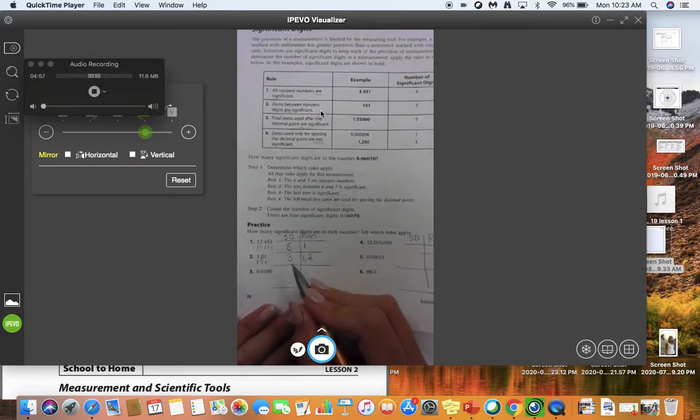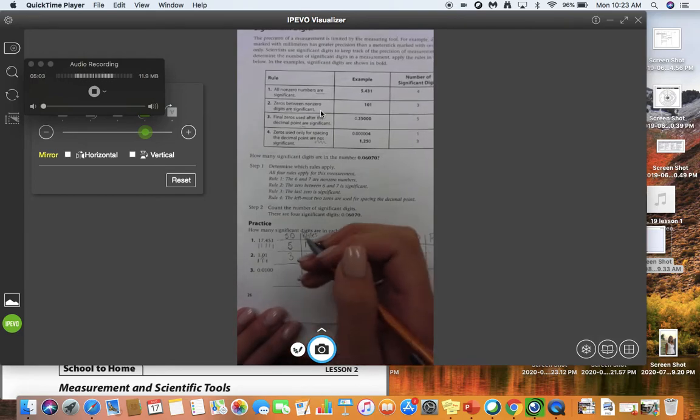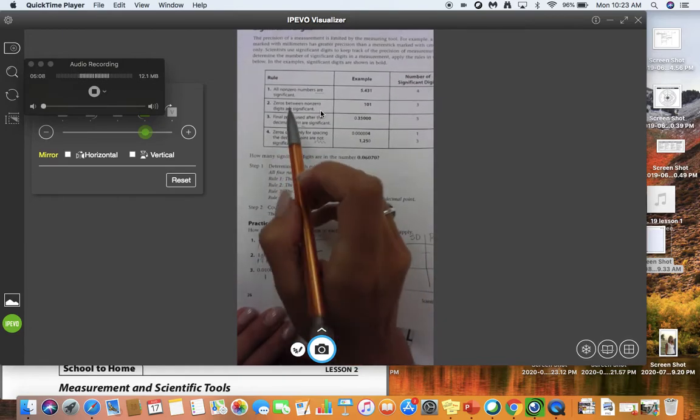So I have 1, 2, 3, 3 significant digits here. Does everybody see that? I put the number of my significant digits after I figured out my rules. Let's look at this one, 0.0100.